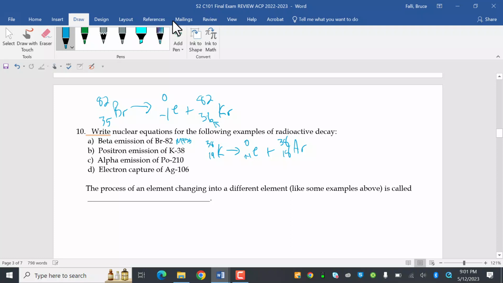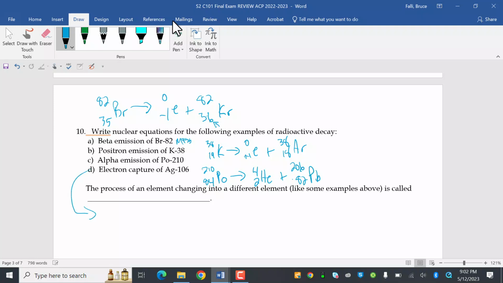Alpha emission of polonium 210. Polonium is down in the bottom somewhere of the periodic table, and it's 84. Alpha emission: an alpha particle is 4 over 2 He. 4 plus something is 210, so 206. 2 plus something is 84, so 82, which is lead.